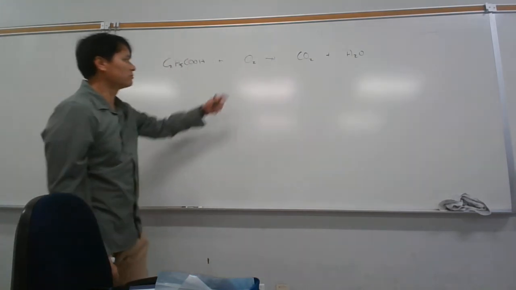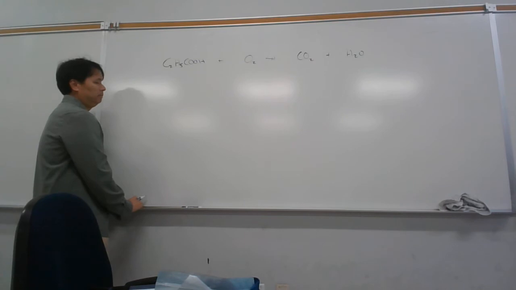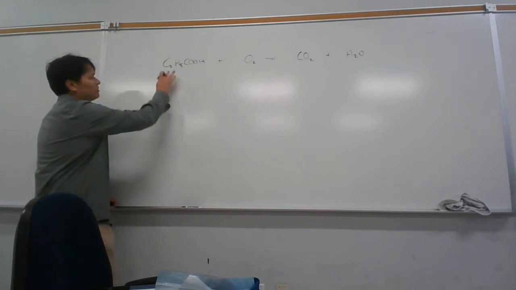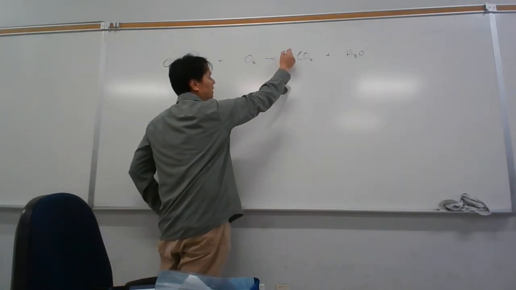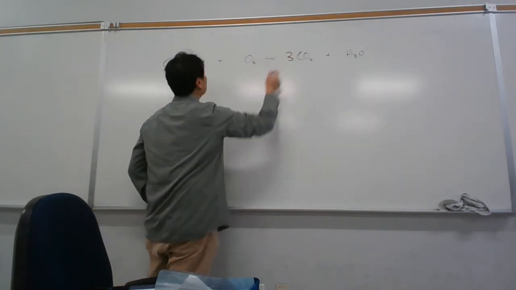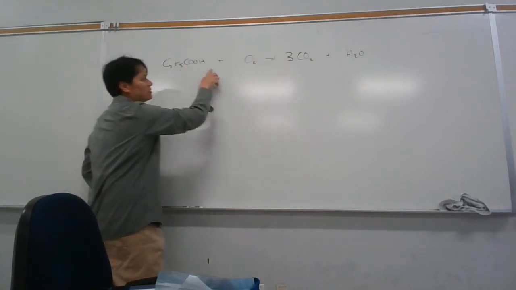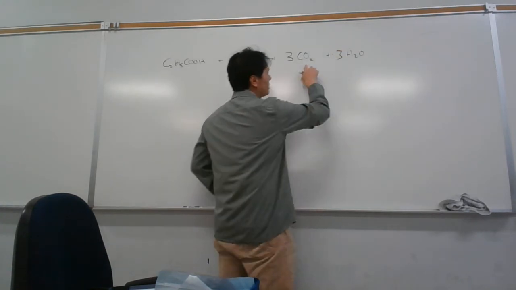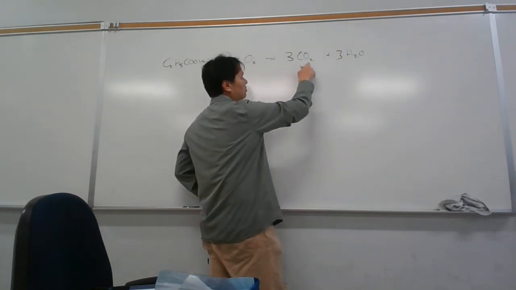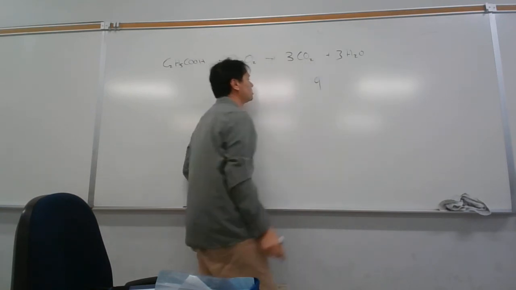So we leave oxygen for last because that's going to not impact other elements. And so we have 3 carbons here, 1 carbon here, so I'm going to multiply this one by 3. And then how many hydrogens do I have? 6 hydrogens, so I'll multiply this one by 3. That's going to fix the oxygens here. So 3 times 2 is 6, plus 3 gives us 9 oxygens here.